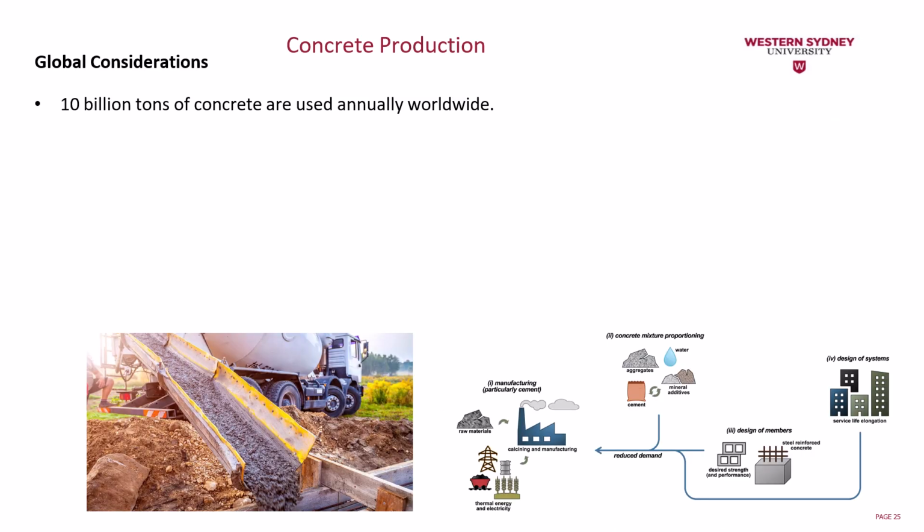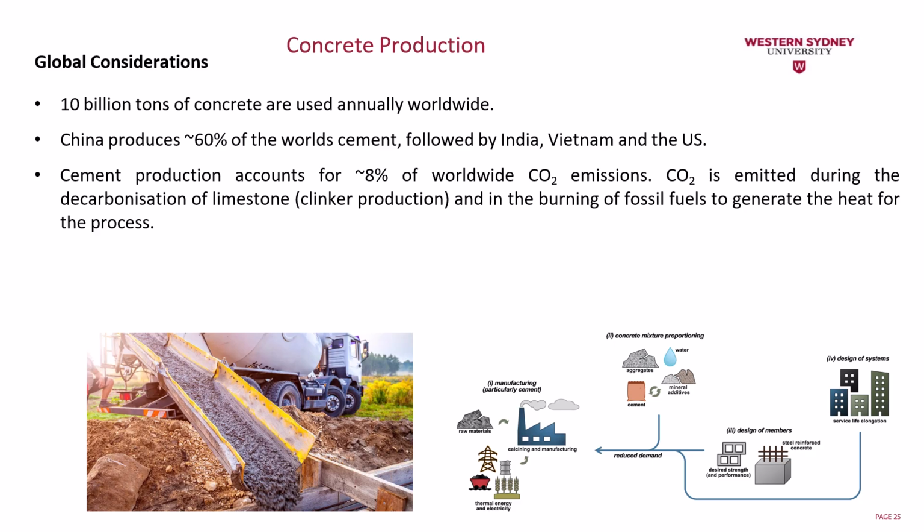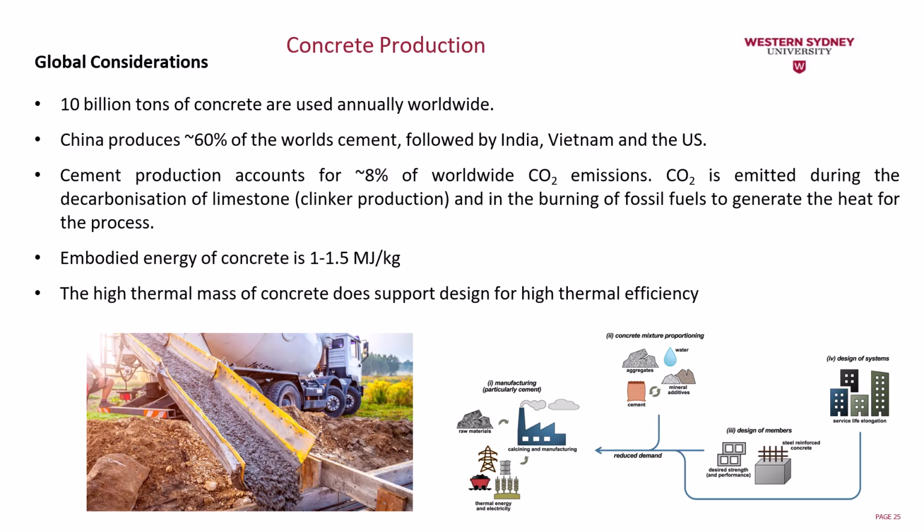The global concentration for concrete is that 10 billion tons of concrete are used annually worldwide. China produces about 60% of the world's cement, followed by India, Vietnam, and the USA. Cement production accounts for about 8% of worldwide CO2 emissions, and the CO2 is emitted during the decarbonization of limestone in clinker production, and in the burning of fossil fuel to generate the heat for the process. The embedded energy of concrete is about 1 to 1.5 megajoules per kilogram. The high thermal mass of concrete also supports design for high thermal efficiency.